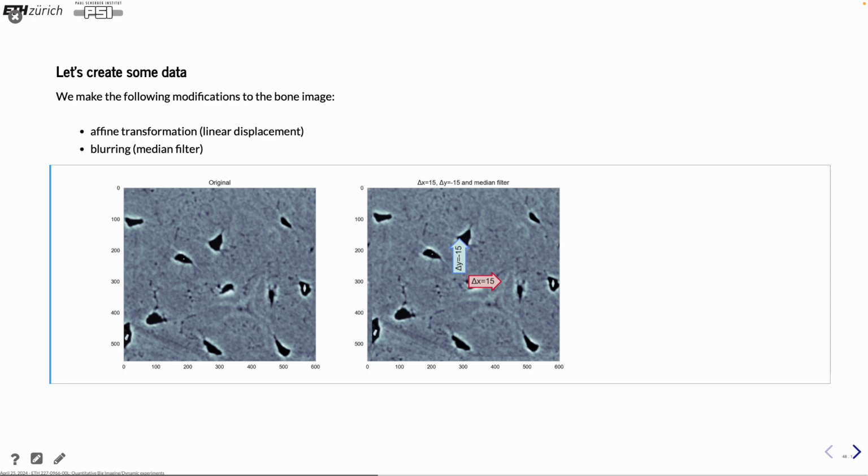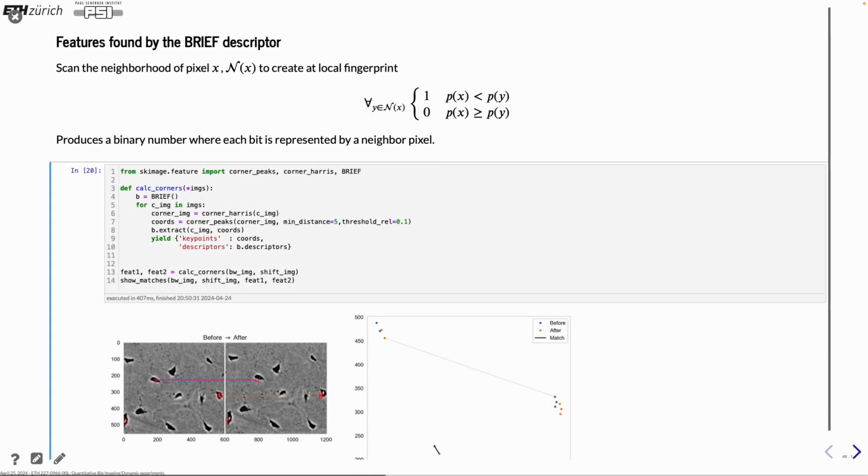But let's look at an example. We have now taken this cell image. We moved up, and we did y minus 15 and x plus 15. So there is a shift between these two images. And now we want to see what these descriptors can give us. There we have the BRIEF descriptor, which looks in the neighborhood and sets a 1 if the central pixel is less than some neighborhood pixel, and 0 if it is greater than the neighborhood pixel. And that gives us this coding.